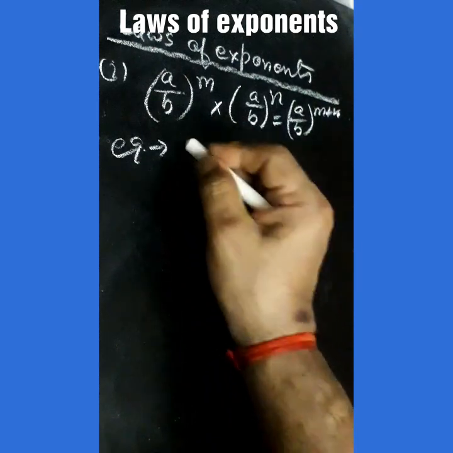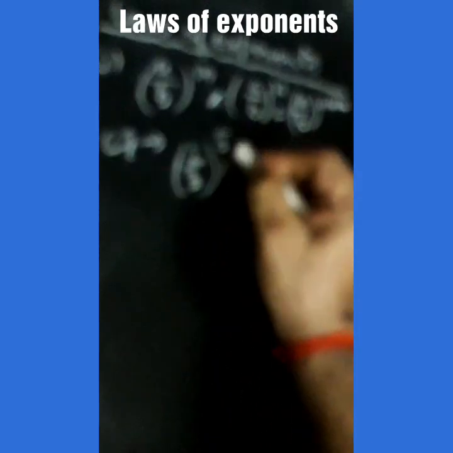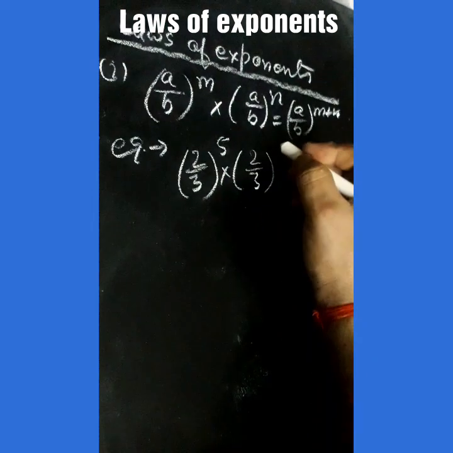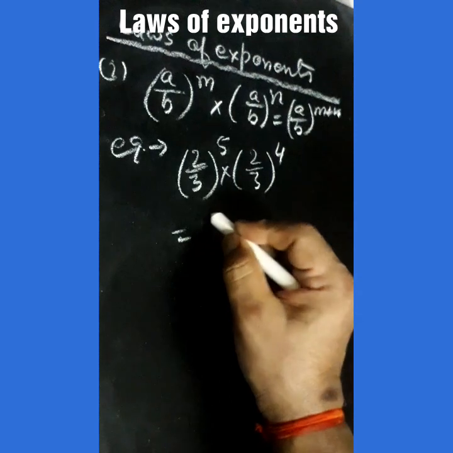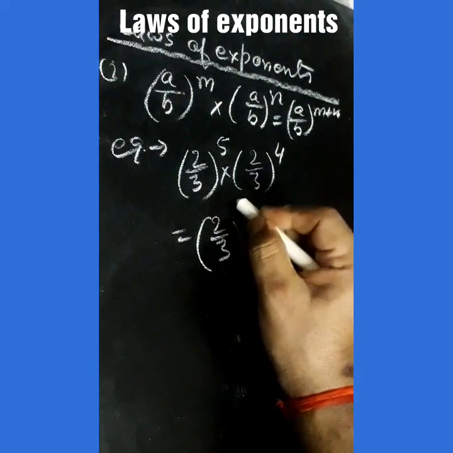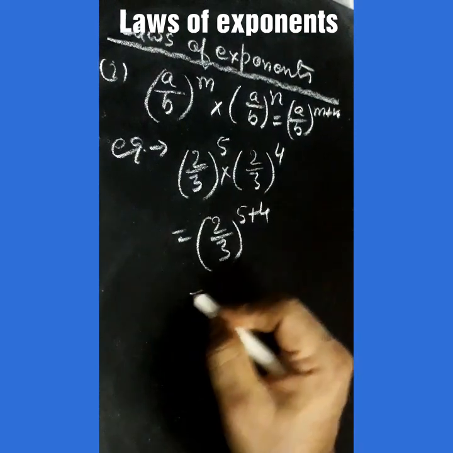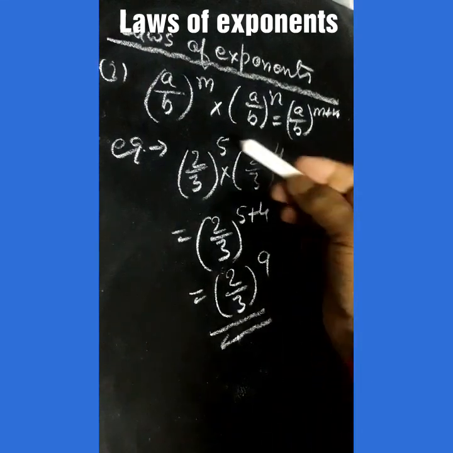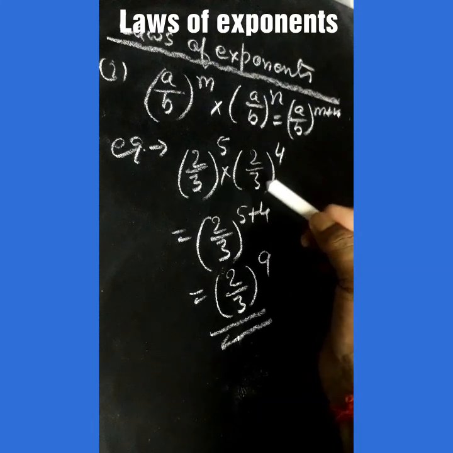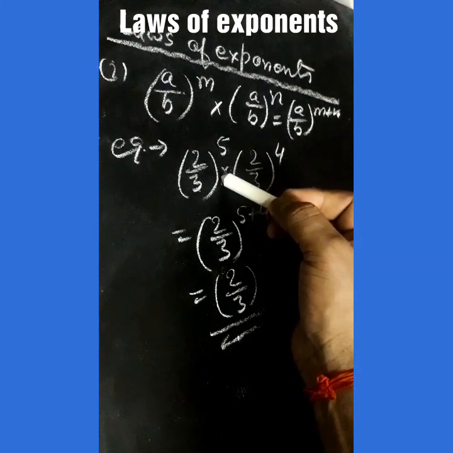(2/3) raised to the power 5 into (2/3) raised to the power 4 will become (2/3) raised to the power 5 plus 4, that is (2/3) raised to the power 9. We have added the powers since the bases are same and there is a sign of multiplication here.